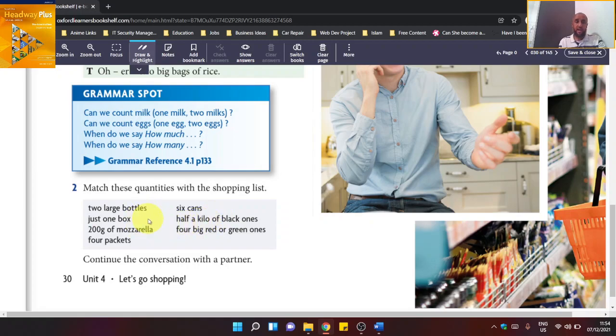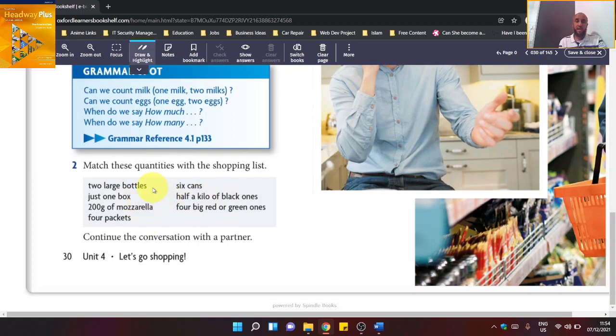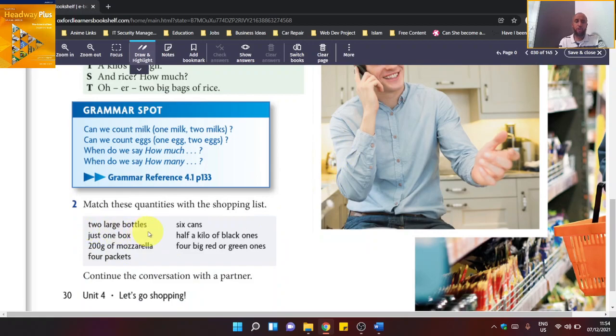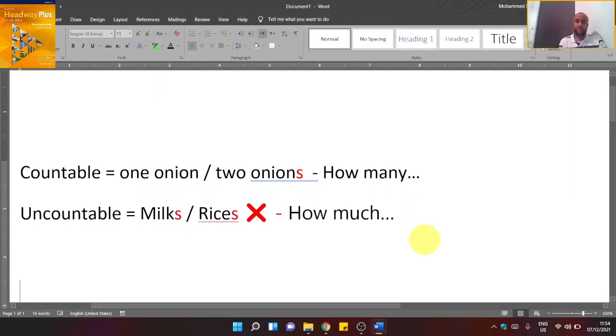So here we have a quick exercise. All right, so here we have things like 2 large bottles, just 1 box, 200 gram of mozzarella, 4 packets, 6 cans, half a kilo of black ones, and finally 4 big red or green ones. So which of these quantities match the shopping list? For example, the first one says 2 large bottles. So let's go down here.